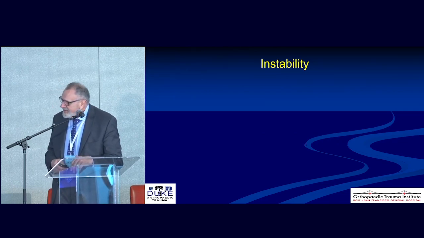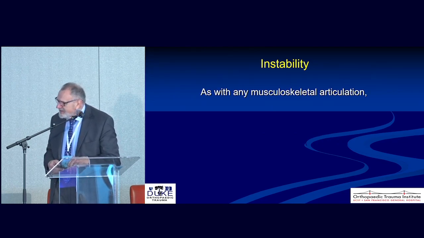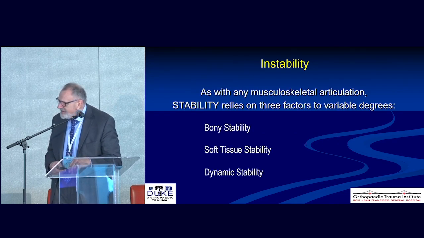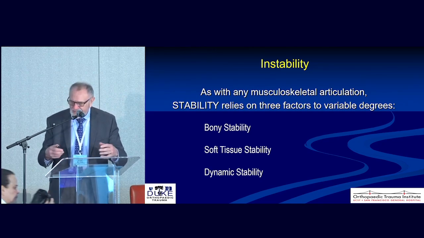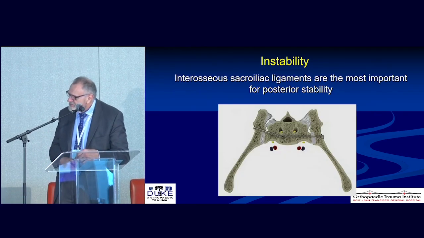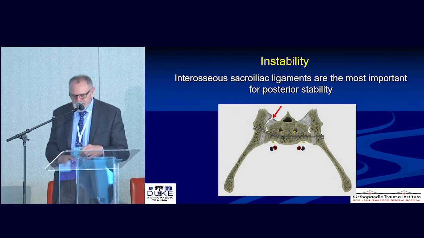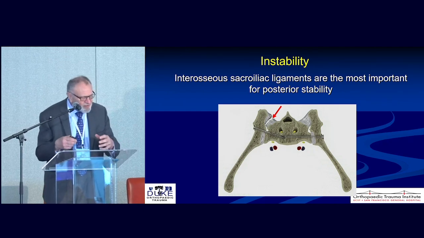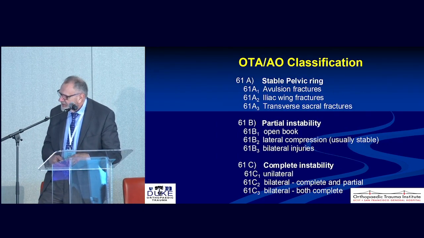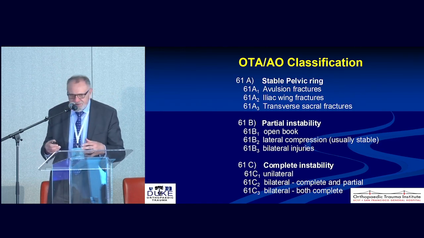So, instability, as with any articulation, think about bony stability, soft tissue, and dynamic, meaning muscular. It all plays a role in pelvic stability. Largely, these interosseous ligaments are the big things we think about for posterior ring instability. So when those are disrupted, we're unstable. Fair enough.